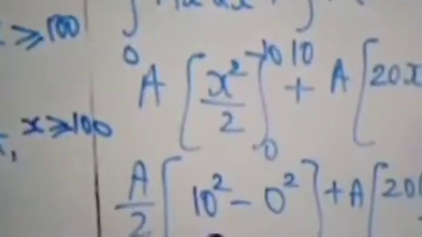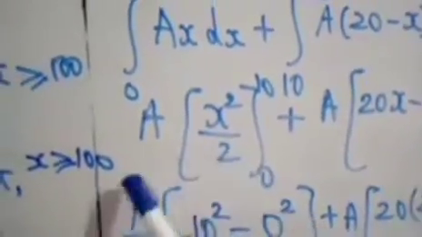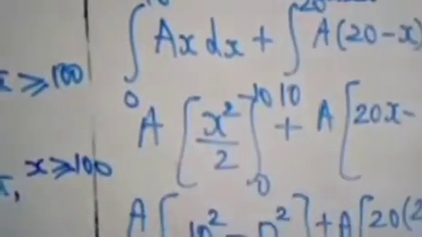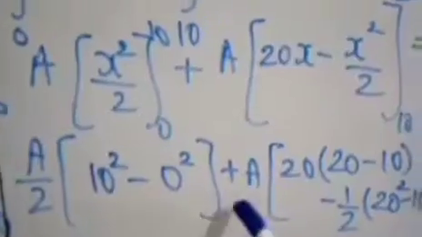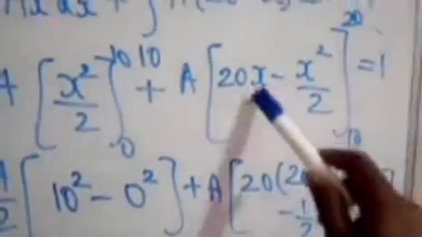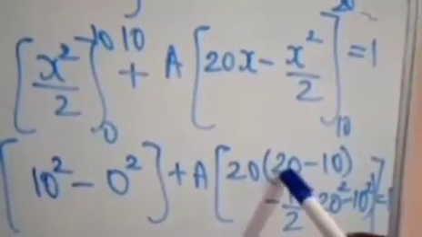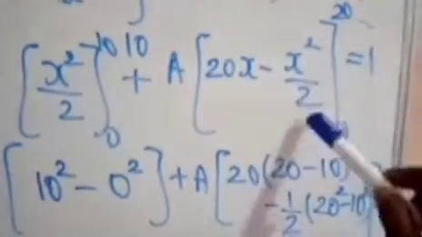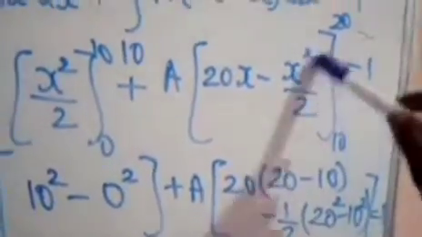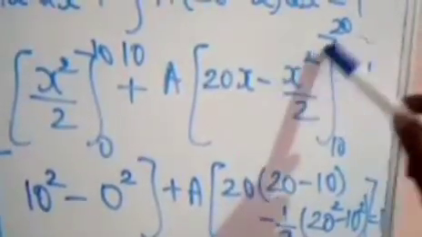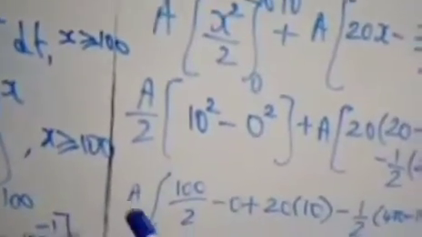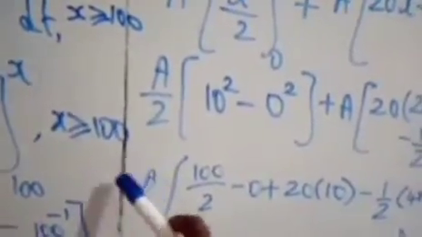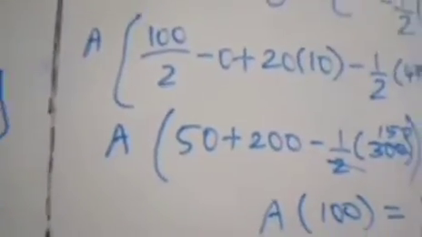So a by 2 takes outside, with 10² minus 0². Usually we put the upper limit and the lower limit. Plus a times 20 of x, put the upper limit minus the lower limit, 20 minus 10, minus 1 by 2 taken outside, and put the upper limit and lower limit values: 20² minus 10², is equal to 1.